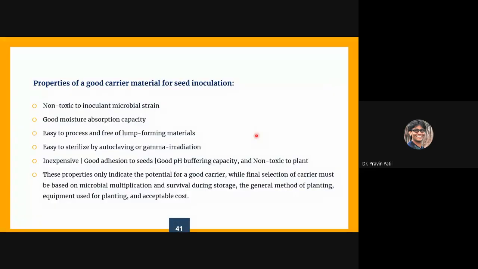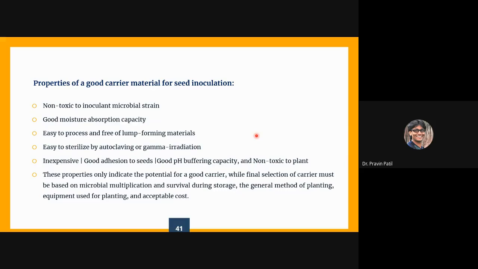To apply that, we must understand what are the ideal properties that should be in a carrier. So the first thing is it should be non-toxic to the inoculant. So the microbes which are being loaded on that carrier, the material should be non-toxic to those microbes.